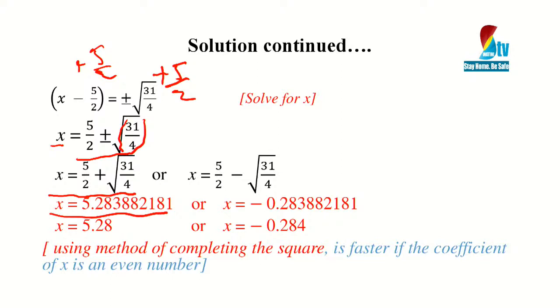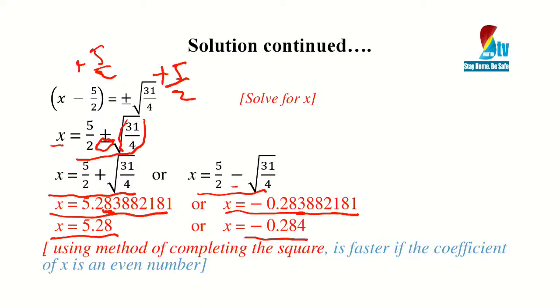Then to get the other root, we use the negative square root, which is going to be 5 over 2 minus root 31 over 4. Then you punch this on a calculator, you are going to get this value, which will round off to 3 significant figures as negative 0.284. And on the other solution, when you round to 3 significant figures, you are going to get 5.28.